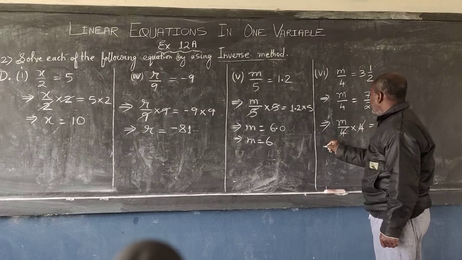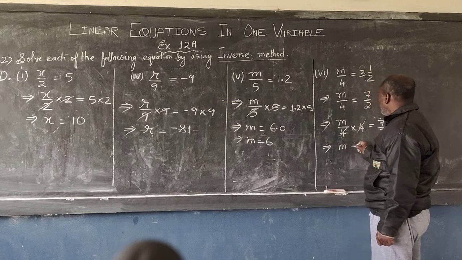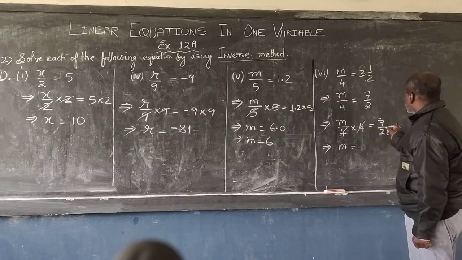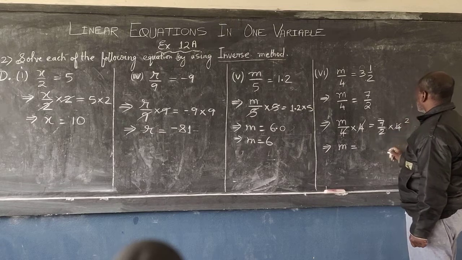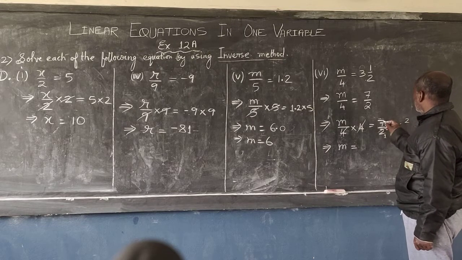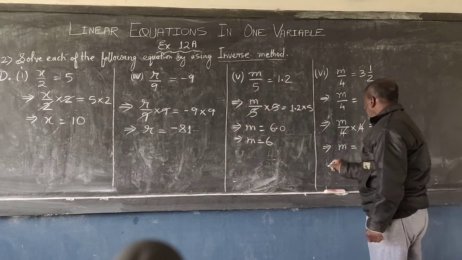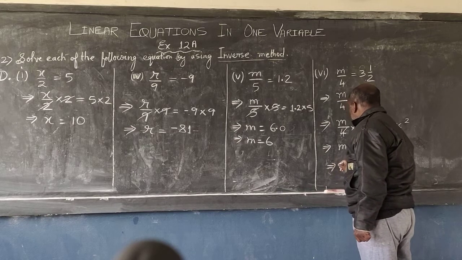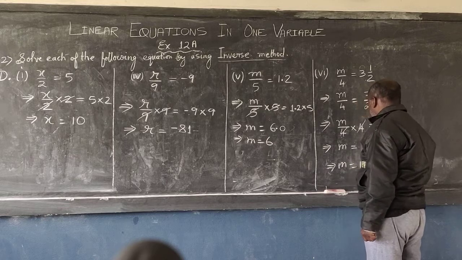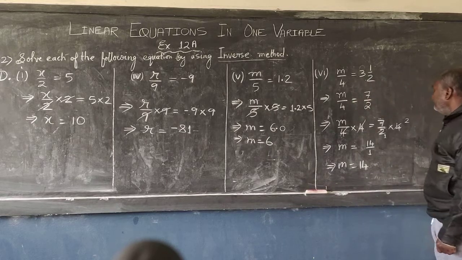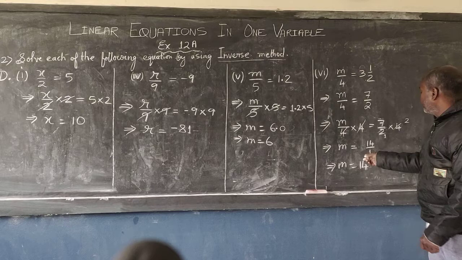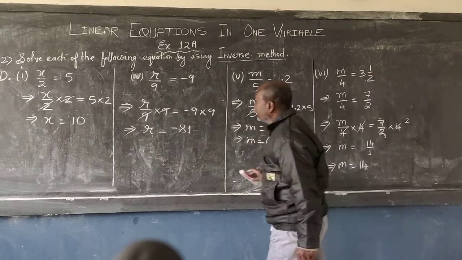So, 4 and 4 cancel each other. On the left side, only m will remain. Okay, and this side, 7 by 2 into 4. So what do you have? 7 into 2 is 14 divided by 1. 14 divided by 1 is 14 itself. Same value, 14. One last number. Let's do it.